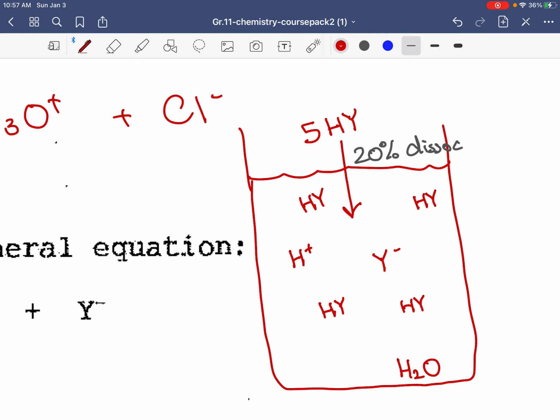That's 20% dissociation. Obviously, if this was 50% dissociation, well, it can't be, right? It's going to be really strange. But let's say it's like a 25% dissociation, or I don't know what, that's not going to work. Maybe I shouldn't have put 5. That's a bad number. But you get the idea.